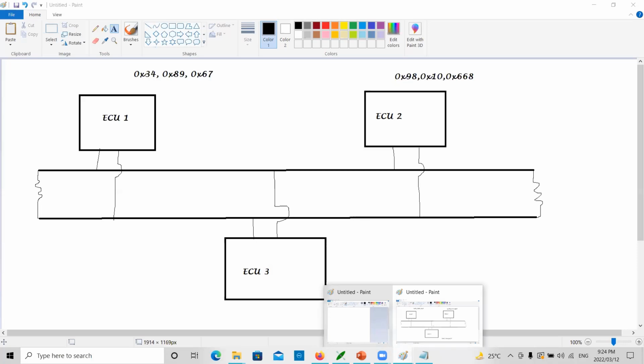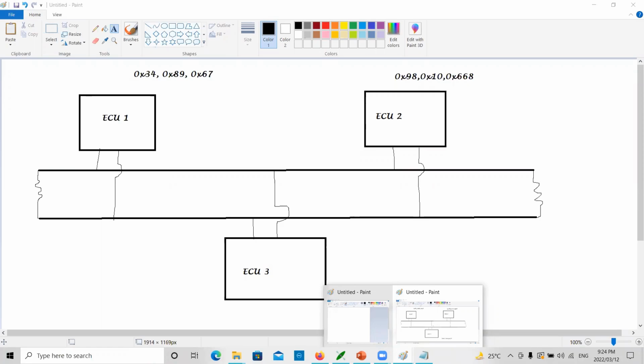The reason is when you have different baud rates, the ECUs cannot exchange the information. For example, I have an ECU which is operating at 500 kbps, and I have another ECU which is using only 250 kbps. Can I connect these two in the same bus? No, I cannot. Why? A baud rate mismatch will happen.